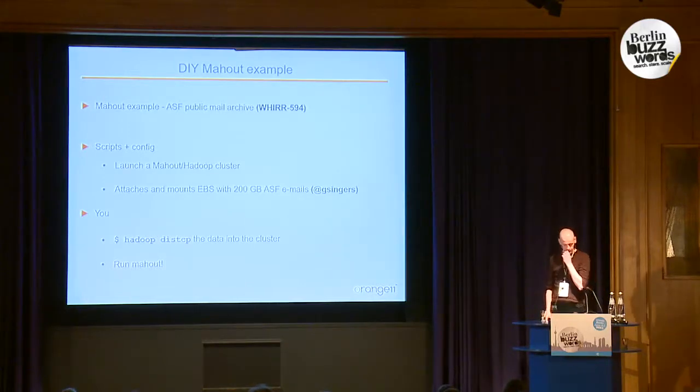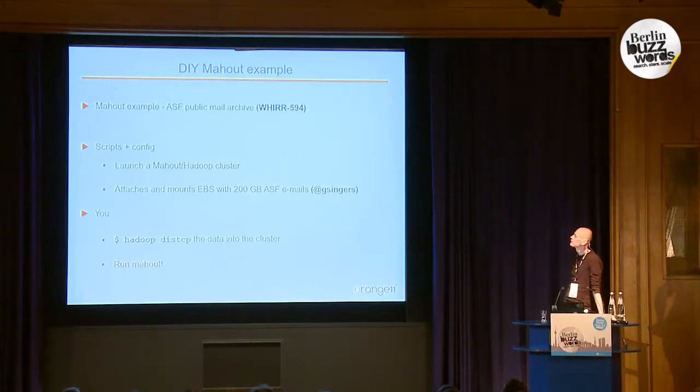All right. There's also an example you can try out if you like. What it does is it's a bunch of scripts, including configuration, that launches a Mahout cluster, and it also attaches and mounts an EBS disk with the email archives from Apache. So when it has started up, you can log in, do a distributed copy, and you can run your algorithms on it.